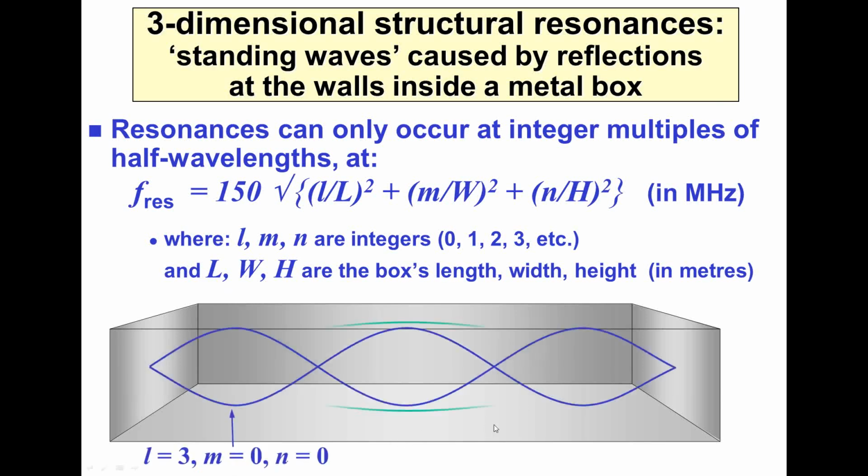That would be the 3-0-0 mode, that would be the 1-0-0 mode. We could have the 0-3-0 mode, which is 3 across the width, or we could have the 0-0-3 mode, which is 3 vertically, or whatever. Again, we could have the 3-4-5 mode, but I couldn't draw it to make any sense. These are standing waves.